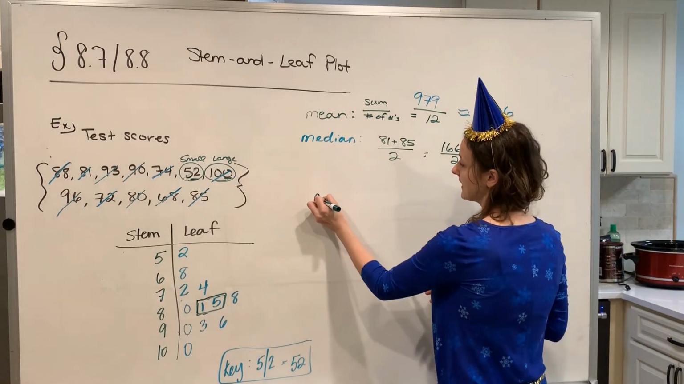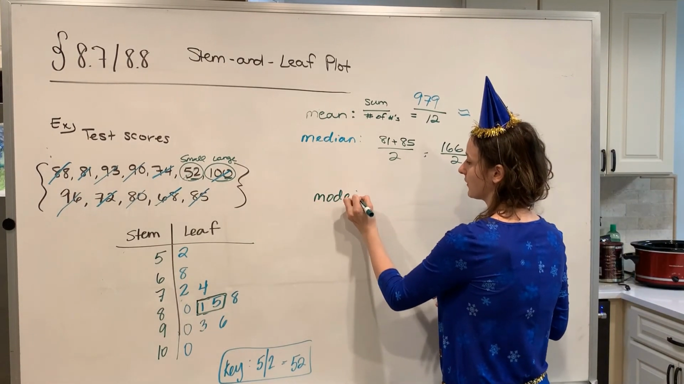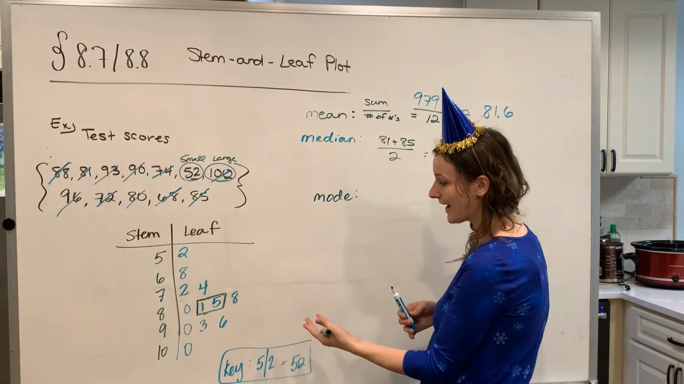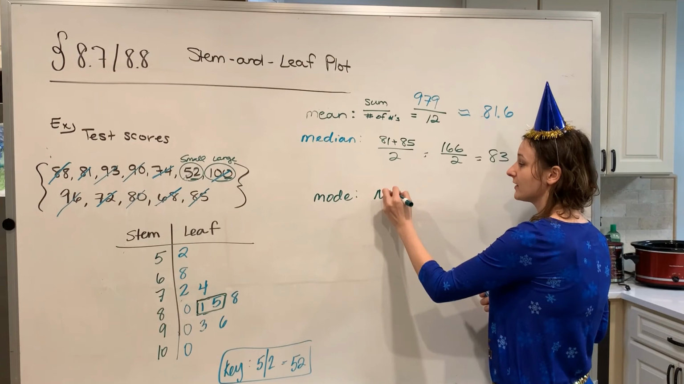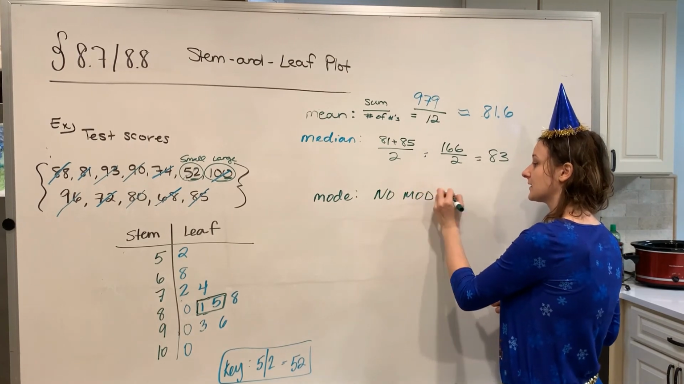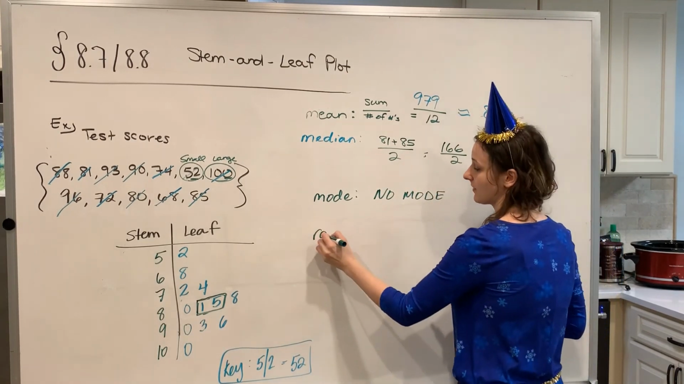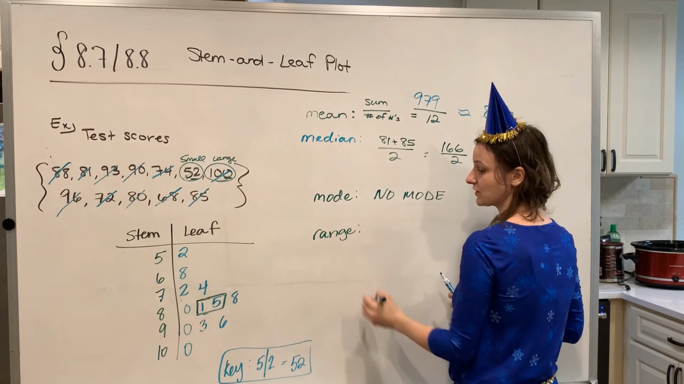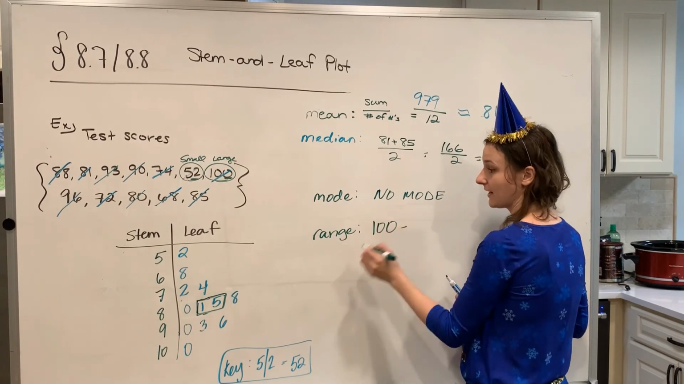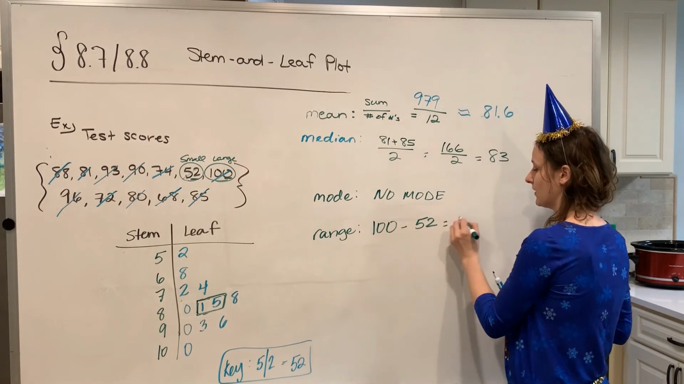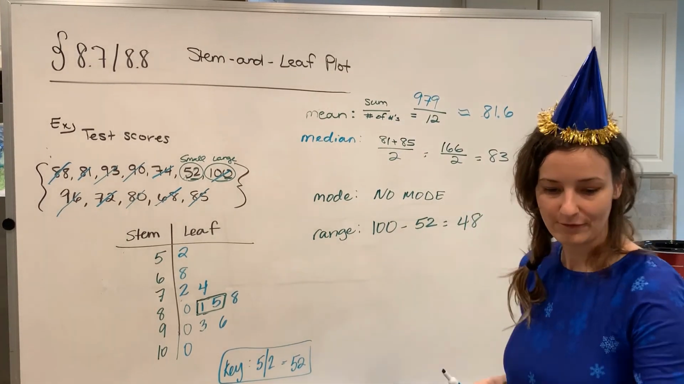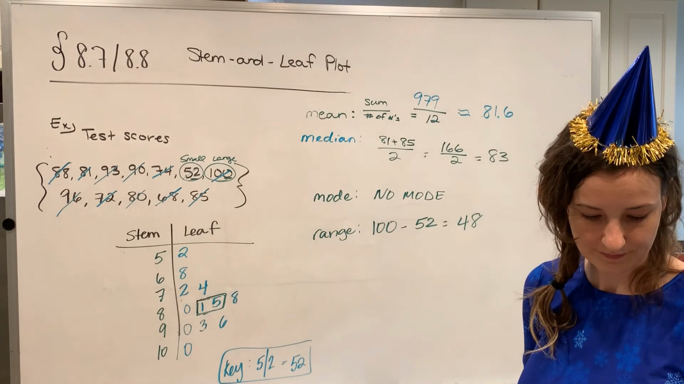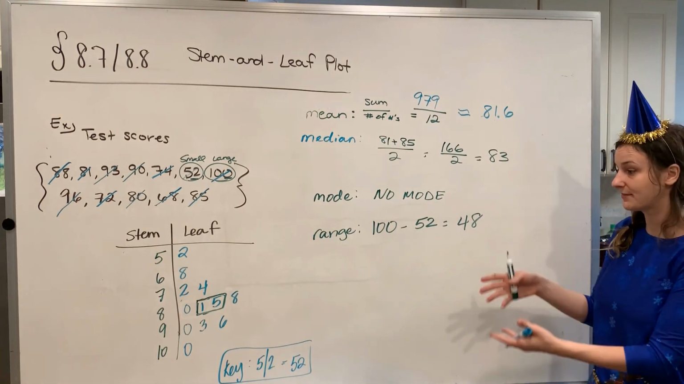And the mode is next. So the mode is the most often occurring number. So do I have any repeating values? No, I do not. So there can be no mode. In this case, there is no mode. And we can talk about the range, which is going to be your largest number of 100 minus the smallest number of 52, which is going to be a 48-point range, okay? 48-point range.